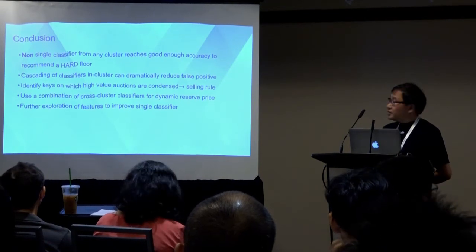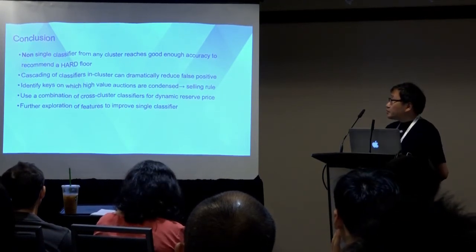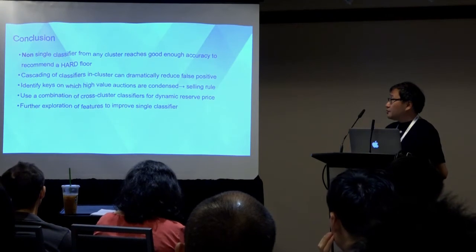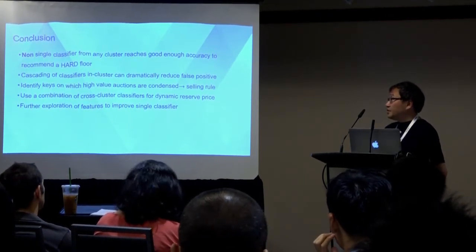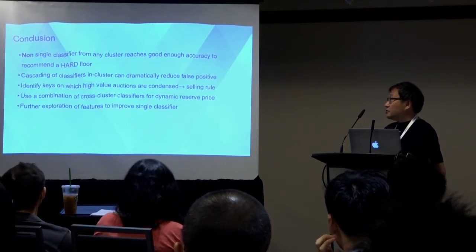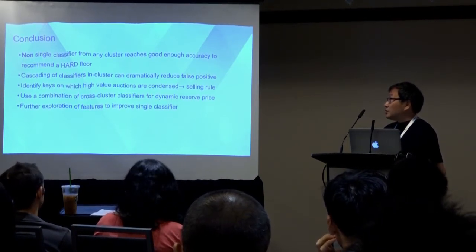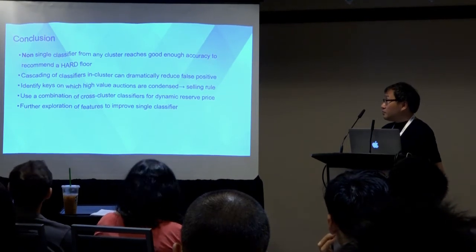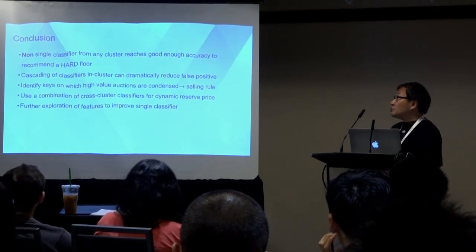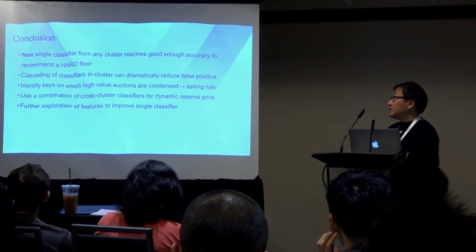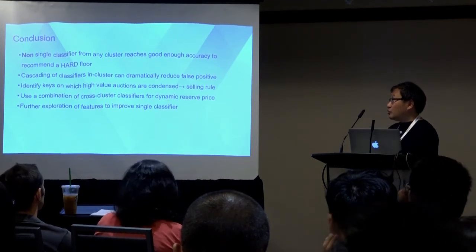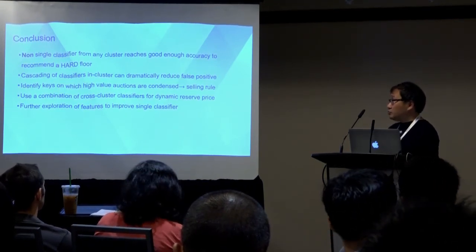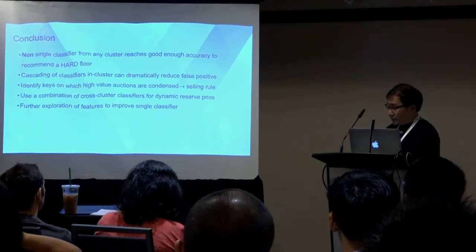So the conclusion is that for these problems, we want to build a classifier to detect the high value inventory and then set up the reserve price associated with that. And we want to make a note on that. Basically, if you want to build a single classifier to do such things, it's very, very hard. So that's why we chose cascade classifiers, and we made a trade-off between the true positive and the false positive.